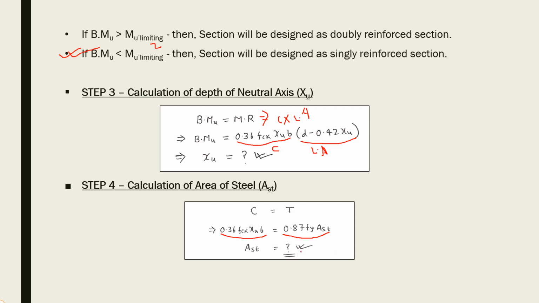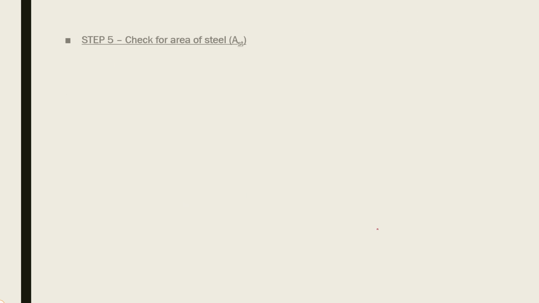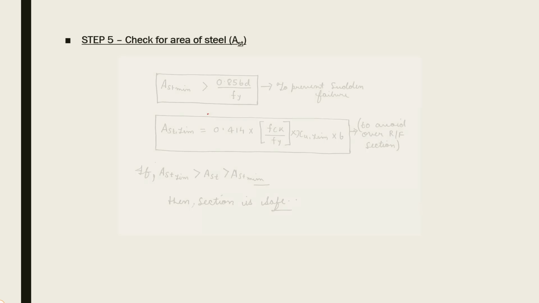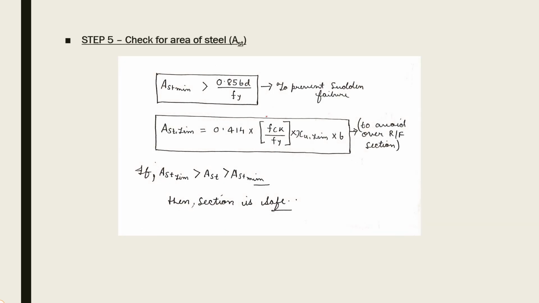When Ast is calculated, your work is done. Now you will calculate how many bars it will require. Every bar has its diameter, with area pi by 4 into diameter square. From this you will get how many bars you will require. Now the final step which you need is a check for area of steel, whether the area of steel lies within the permissible limit or not.